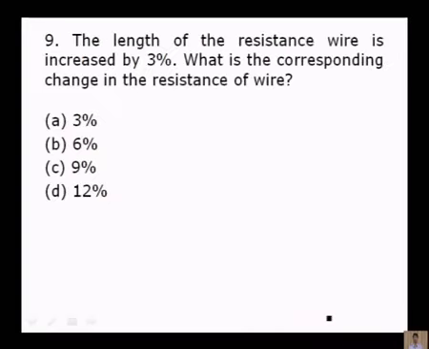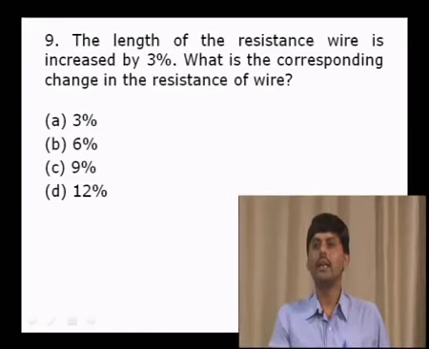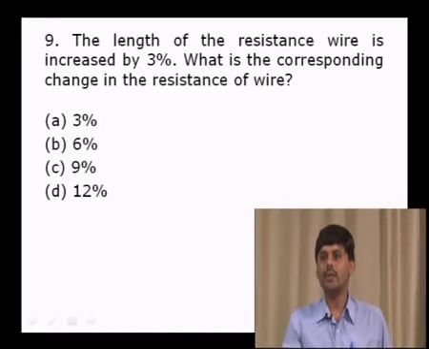Question number 9. The length of the resistance wire is increased by 3%. What is the corresponding change in the resistance of the wire? The options are A 3%, B 6%, C 9%, D 12%. Here they are going to increase the length by 3%.